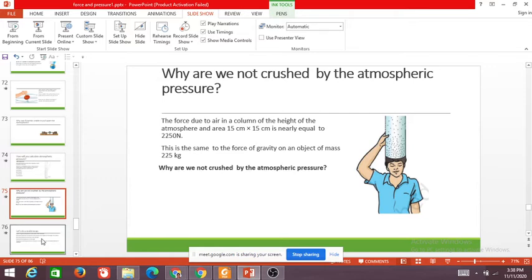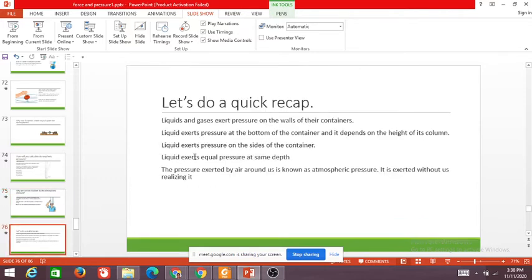Okay, then that's it. So liquids exert pressure at the bottom of a container, and it depends on the height of the water level. This I have shown you using a video. And now liquids exert pressure on the sides of the container, and a liquid exerts equal pressure at the same depth.